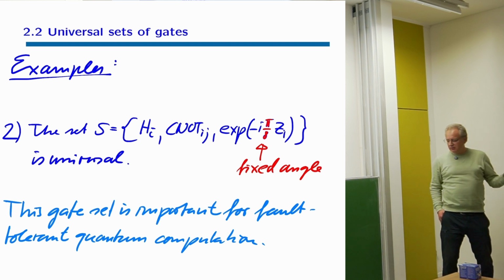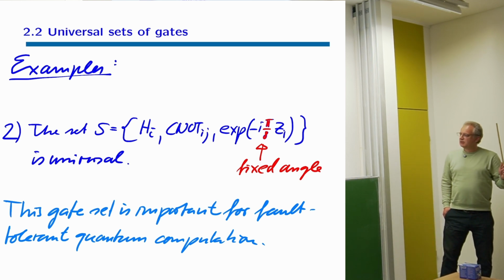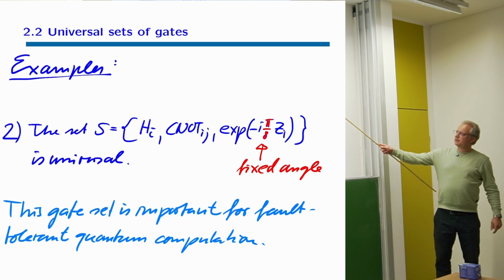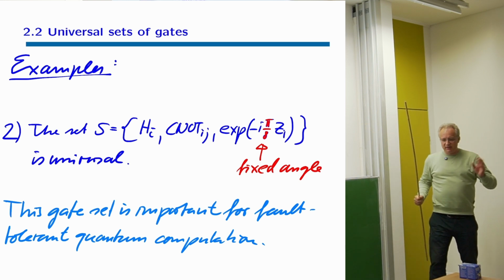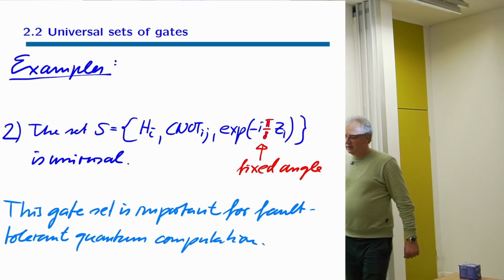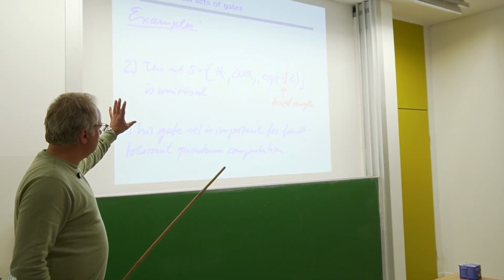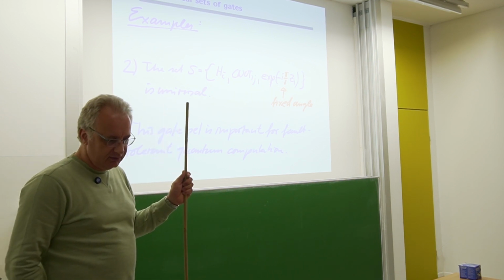We will talk about fault tolerance here very, very briefly only, but we will mention it. And the fact that this is enough for universality is important for fault tolerance because that gate is comparatively easy to make fault tolerantly. General rotations not. General rotations are very, very hard to make fault tolerantly. So that is important for the theory of fault tolerant quantum computation.